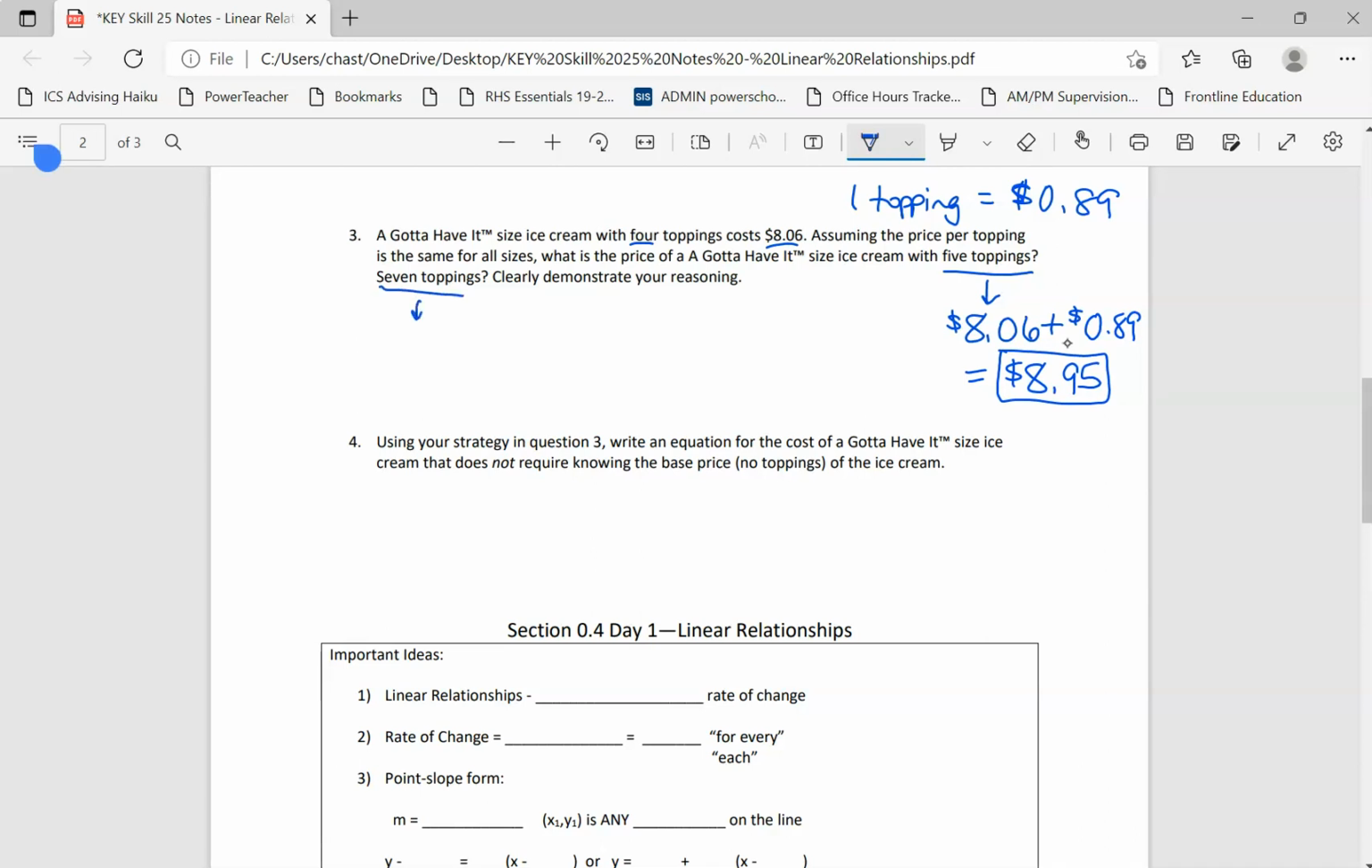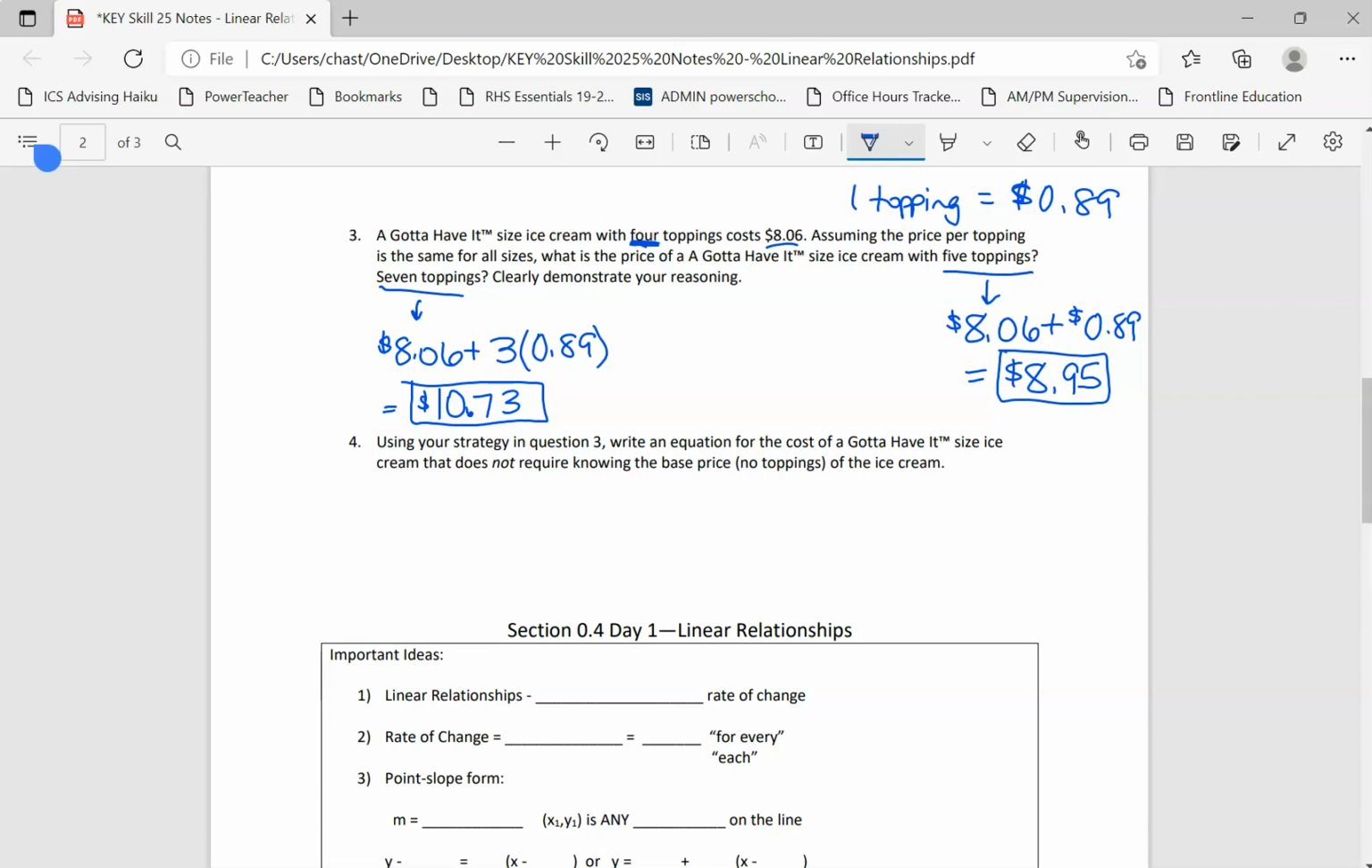Now, if I have 7 toppings, we know we've got 4 from the $8.06. So we're going to add 3 groups of 89 cents to that. So going ahead and working that out, you would take your 3 times 89 cents and then add $8.06 to that. You should end up getting $10.73. That's a lot of toppings for an ice cream anyway. Okay.